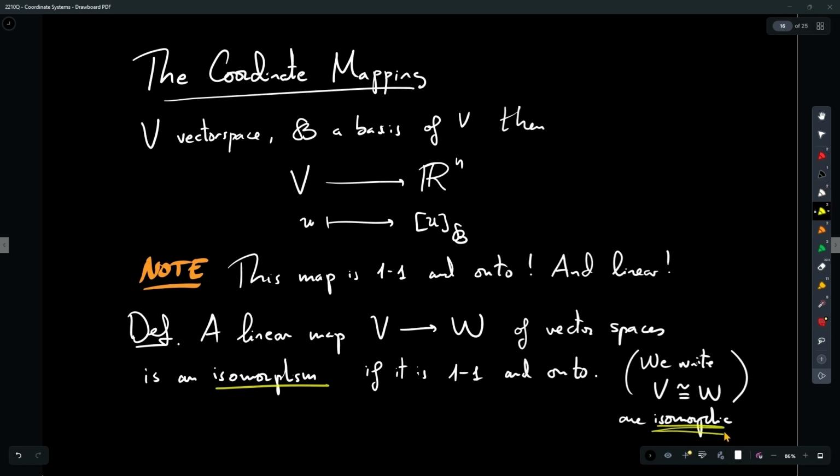Which means that they are vector spaces that may look very different. For example, here V might be some vector space of polynomials, but then we put them in coordinates and they look like Rn. So even though these polynomials and Rn look very different, they are actually sharing the same structure. And that's what the isomorphism says, that these two vector spaces have the same structure.